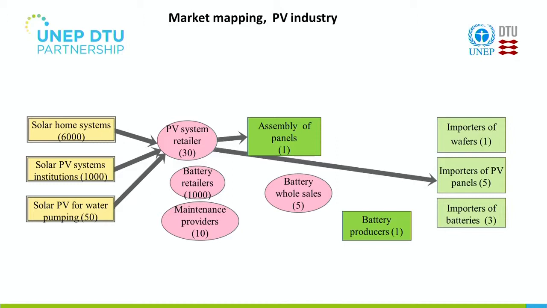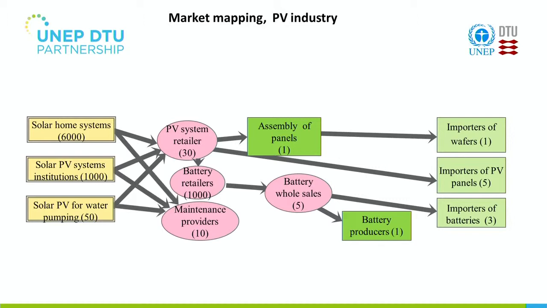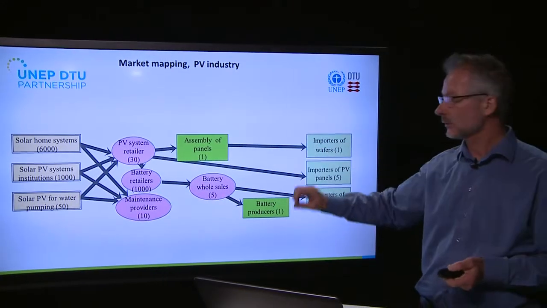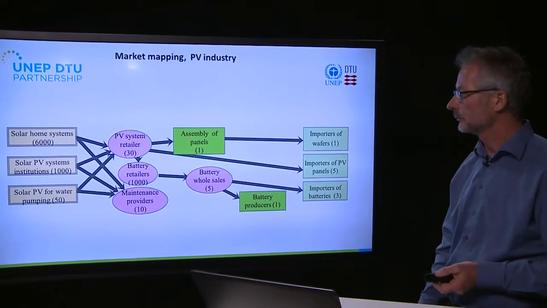Again, they get their products from the assembly factory or from importers of PV panels. The assembly factory gets its wafers from external resources through an importer. And similarly, we have a chain on the battery side, from the PV system retailer to the importers and the producers of batteries. Also, the consumers need maintenance of their systems, so they have a relation to the maintenance providers. So this is a very simple description of the market actors and the linkages between them.